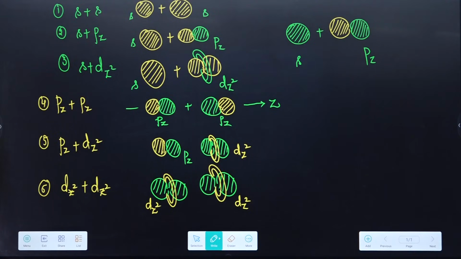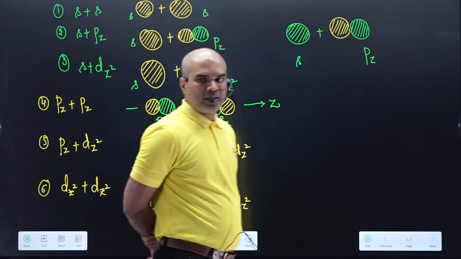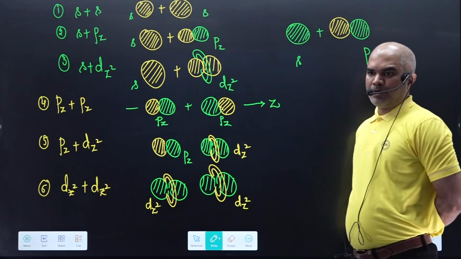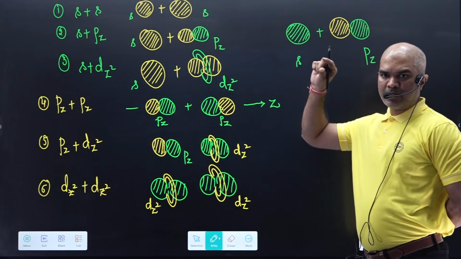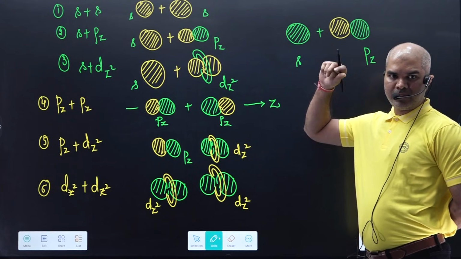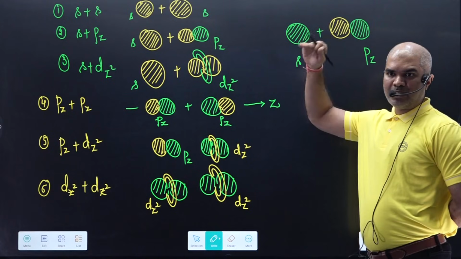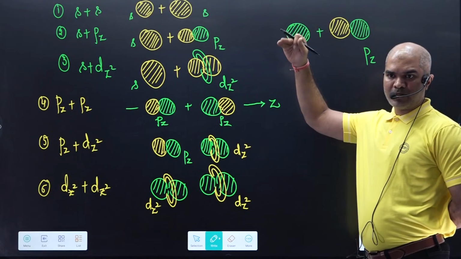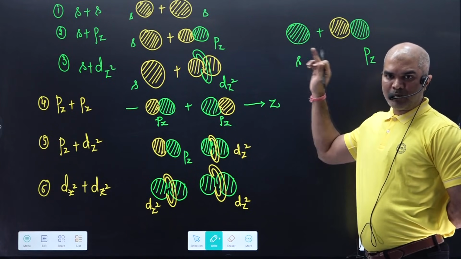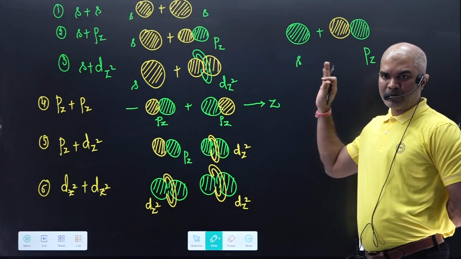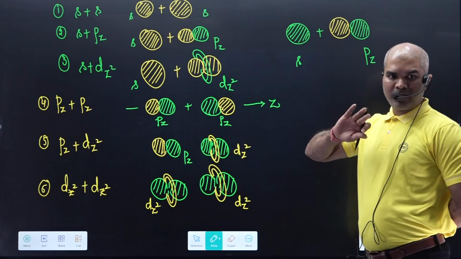S atomic orbital has how many nodes? Just angular nodes. S atomic orbital, 0. Now correlate atomic orbital with molecular orbital. S atomic orbital, how many angular nodes? 0. Then sigma molecular orbital, how many nodes? That should also be 0. Sigma, there should be 0.